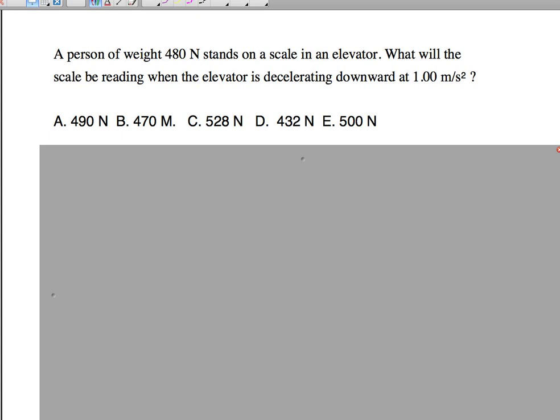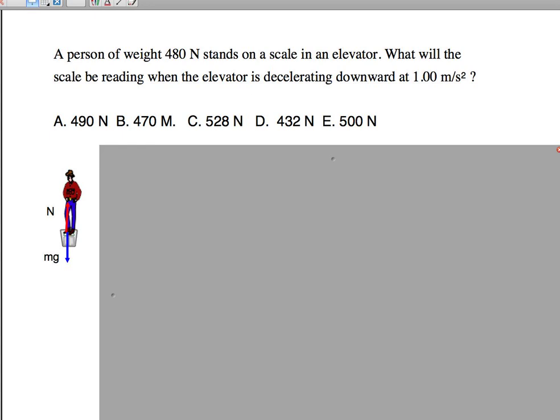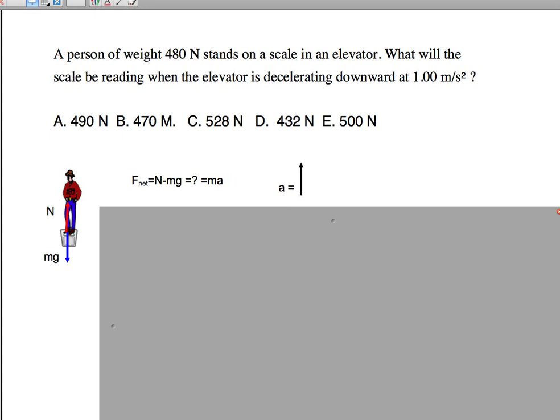So let's draw a force diagram of the person standing on a scale. It's right over here. There are two forces involved. Let's call up the positive direction, down the negative direction. So the sum of the forces is N minus W, and those have to equal ma. N minus the weight equals ma. Now, if something is accelerating up, that's an upward vector. If something is accelerating down, that's a downward vector. But if something is decelerating down, that will also be an upward vector, or a positive vector. So those forces have to add up to ma positive.